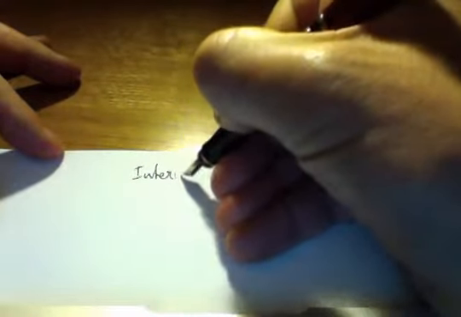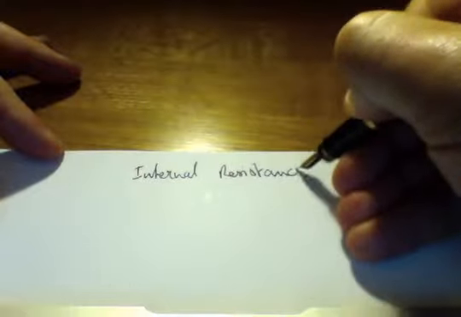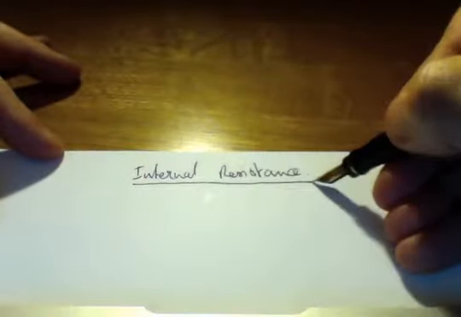The topic is the one that was moving on from potential dividers. So it's best to look at potential dividers first. However, this one we're dealing with is called internal resistance. Now let me just present to you the problem, or the manifestation of internal resistance.